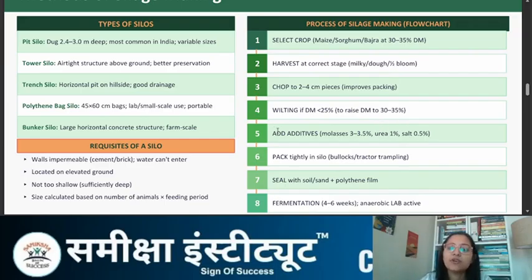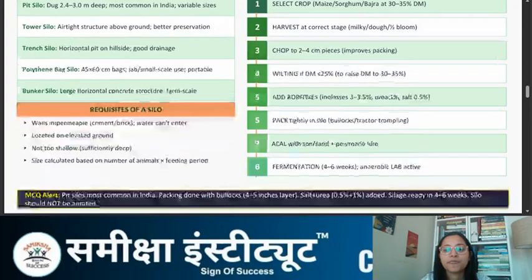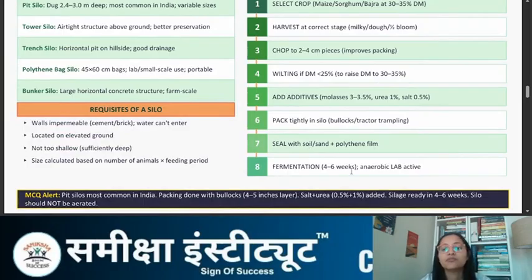After that, additives are also added. Sometimes 0.5 to 1% urea is added, as I mentioned, to improve the protein content of the resultant silage. Then salt 0.5%, and even molasses 3 to 3.5%. Molasses becomes important in the case of legume silage. Then it needs to be packed tightly so that there are no air pockets. After that, it should be sealed properly with soil or sand, and polythene film. Then it is allowed to ferment for 4 to 6 weeks, so that the anaerobic lactic acid bacteria are very active.